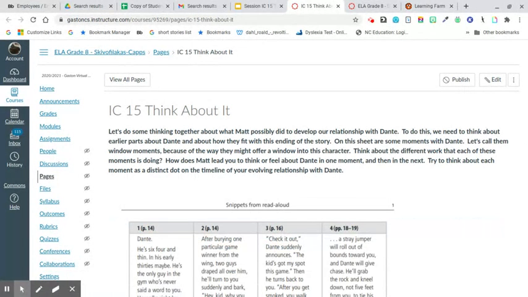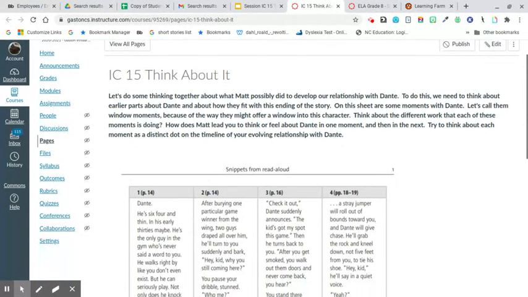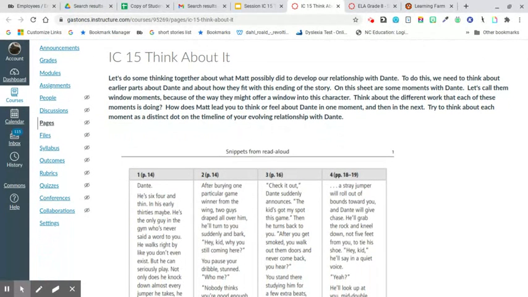In the think about it, it says, let's do some thinking together about what Matt possibly did to develop our relationship with Dante. Dante, as you'll recall, is the sort of big man on campus, the guy who rules the gym, and the person that the character is looking to. He's the goat. When I'm the goat down on my 8th grade basketball team, he's the goat here at the Muni gym. So there are some moments here we're going to talk about.